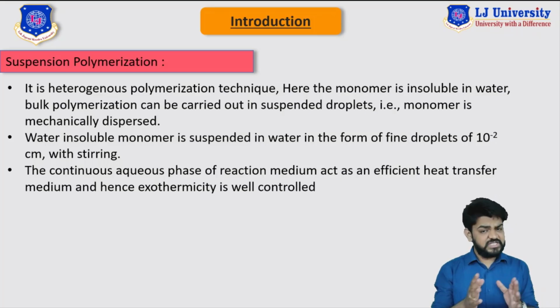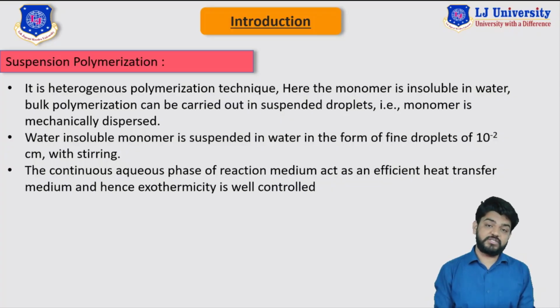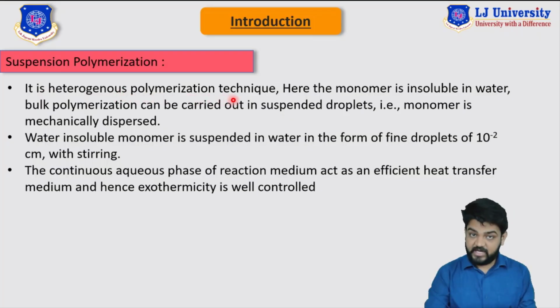Now, in this session, we are mainly going to focus on the third category of polymerization techniques, and that is suspension polymerization. This technique comes under the tag of heterogeneous polymerization, as its basic requirement is that the monomer and initiator need to be insoluble in the solvent, right? You can see here on the screen that it is a heterogeneous polymerization technique.